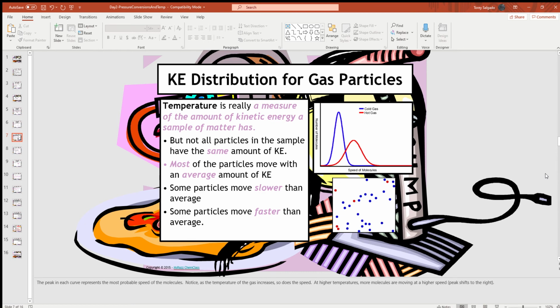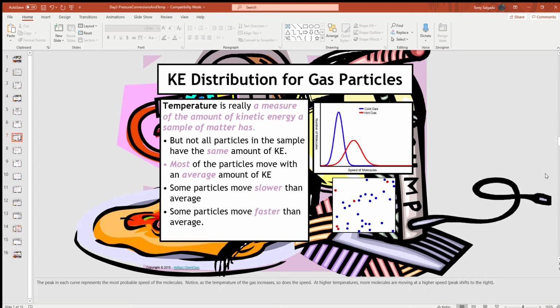So let's talk a little bit more about kinetic energy. Temperature is really a measure of the amount of kinetic energy a sample of matter has. But not all particles in the sample have the same amount of kinetic energy. Most of them have an average amount of kinetic energy, but due to those collisions that are happening, some of them are going to get bounced off of and move a little bit faster, and some of them are going to collide and move a little bit slower. So it just depends, but most of those particles are moving with the average speed.